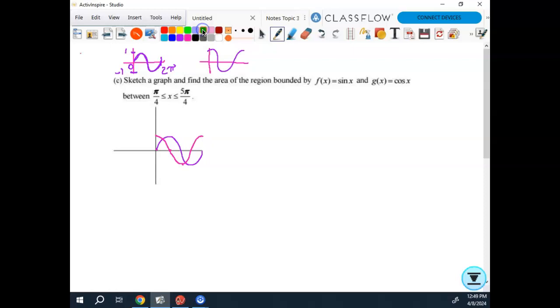So here is the shaded region. Yes? All right, so then we're looking for where they intersect, right? So when is cosine the same as sine?